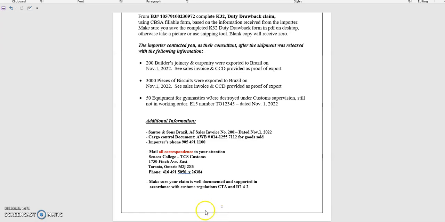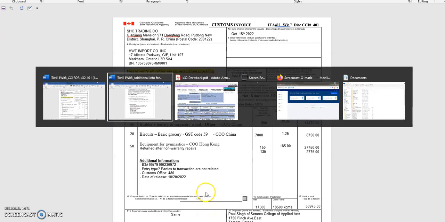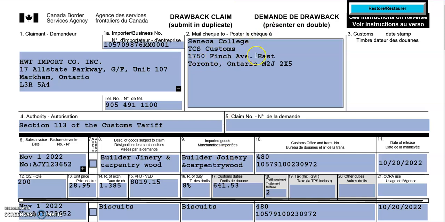Now, the next piece of information they want is who is doing the particular drawback. The check is going to be mailed to you as the customs consultant, so they put their information in here. Sometimes companies do their own drawbacks, so they'll have themselves as the claimant with their phone number, and also themselves as who they're mailing a check to.